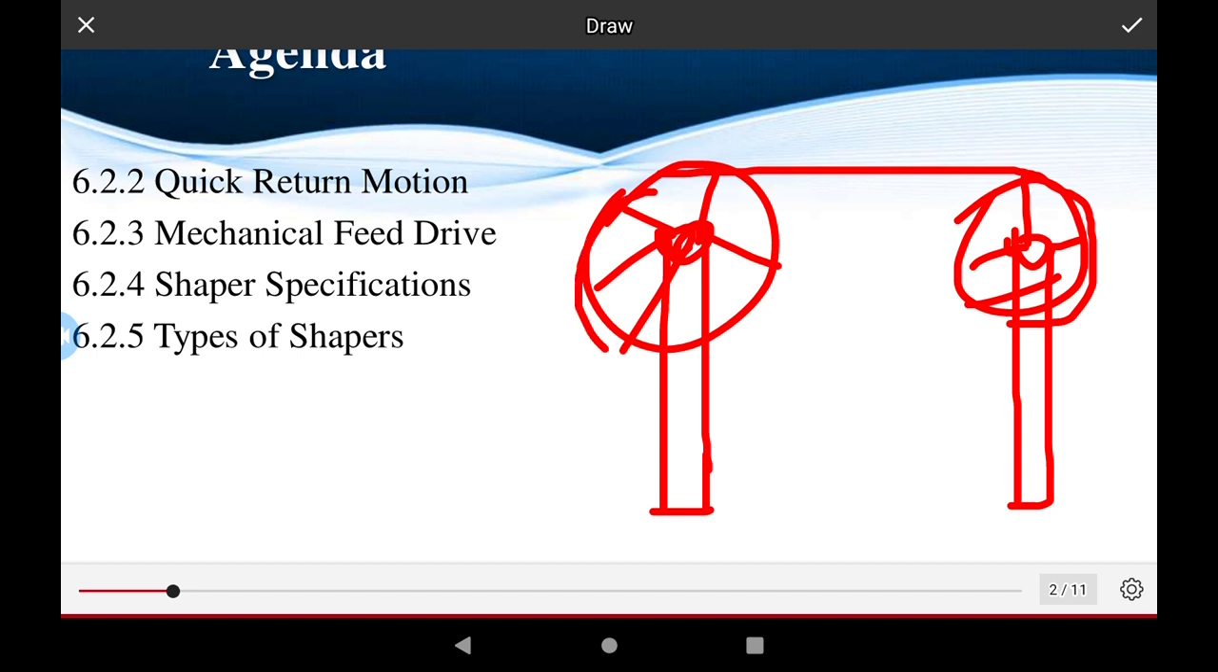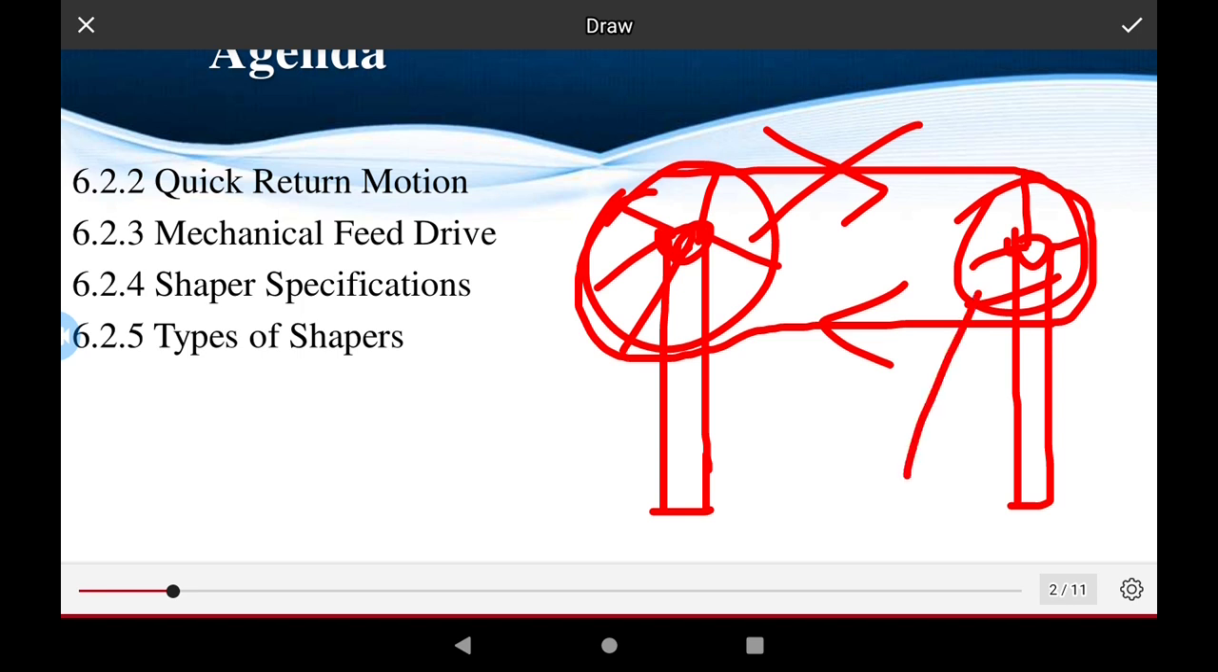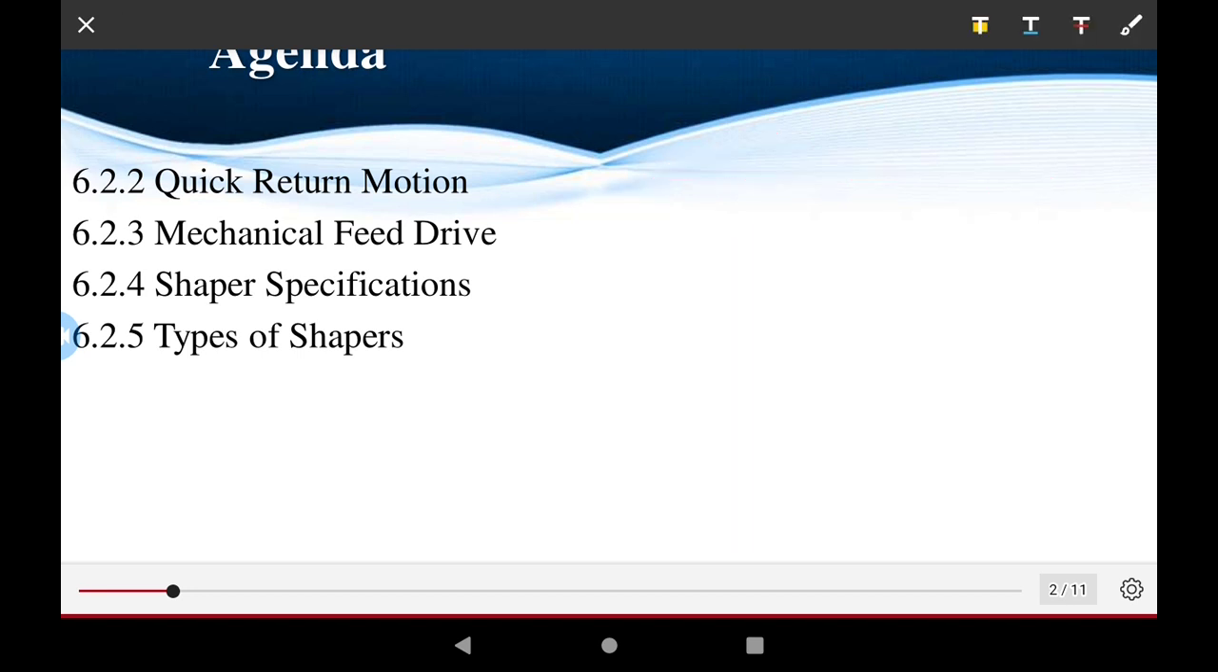This belt is set on these pulleys, and power is transmitted through it. This is the mechanical drive, and this is the pulley. These are mechanical drives.